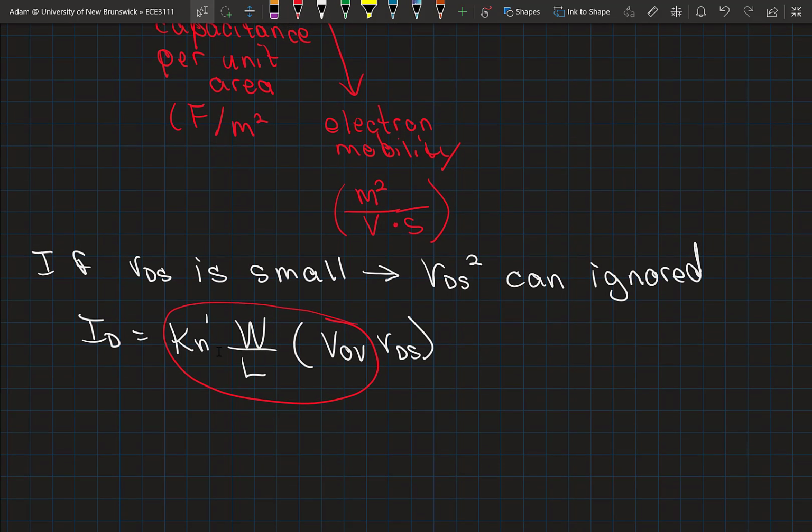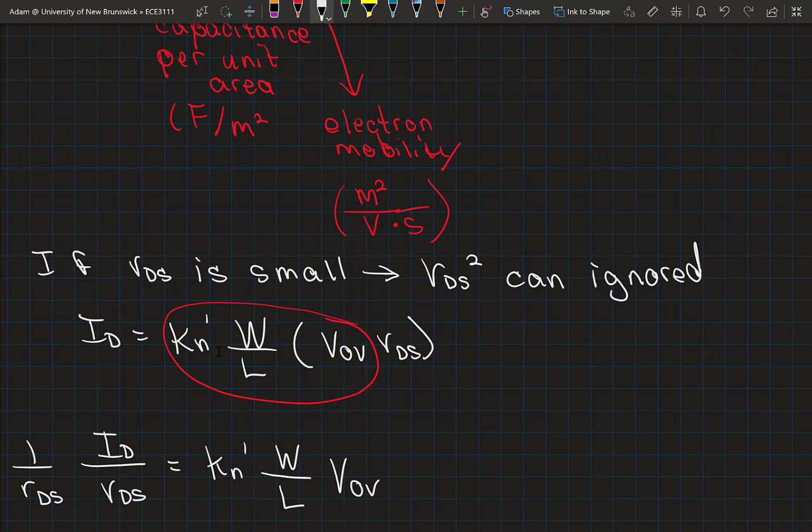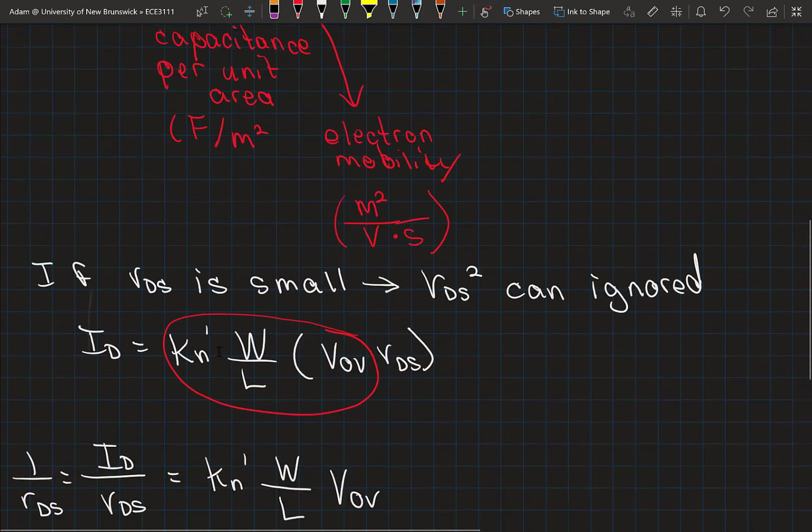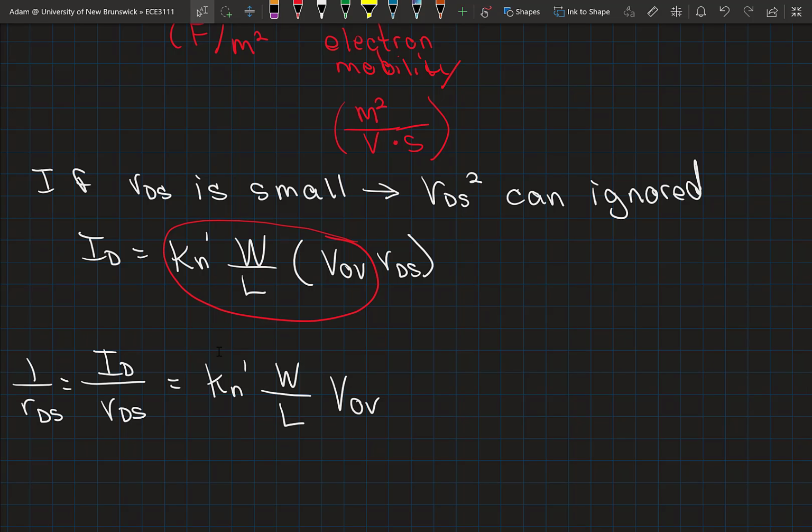In fact, we could go one step further, and let me bring this drain to source voltage over to the left hand side of the equation. And I note that while I have the current through the device divided by the voltage across the device, well, that's a conductance, or 1 over a resistance. Okay, so this is that linear region of operation that we explored, down here for low values of VDS. That is the reason why we can assume linearity in that region, and that's the region where we can use it like a voltage controlled resistor.